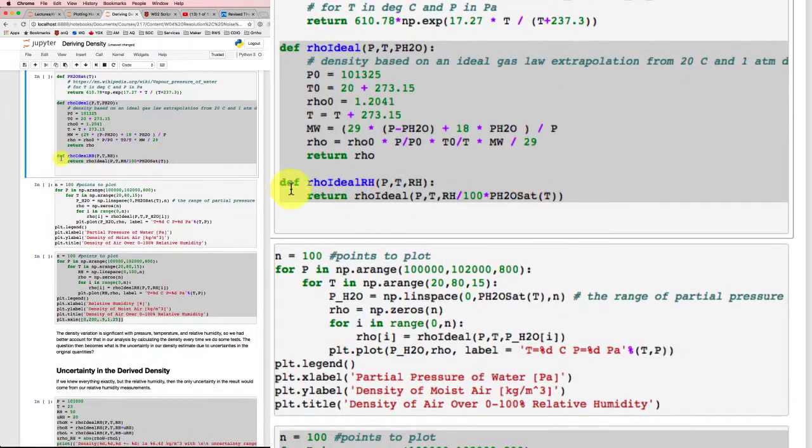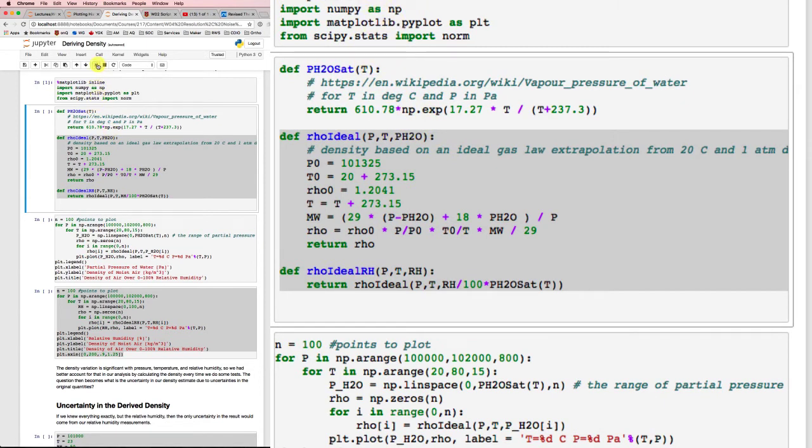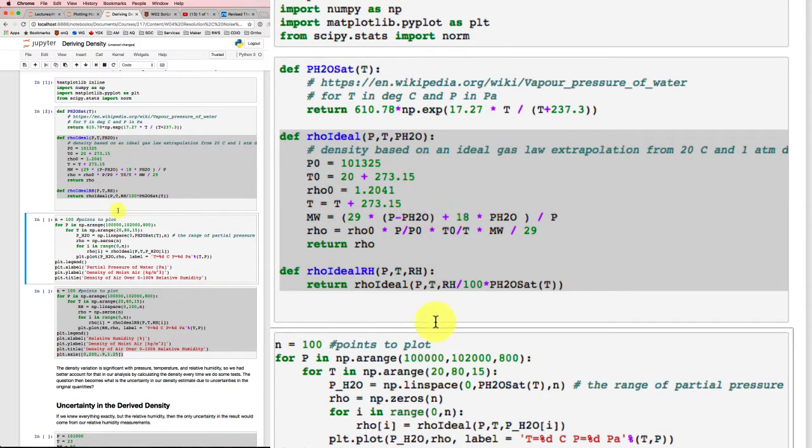And finally, I've got it based on relative humidity, because very often we talk about water content in terms of relative humidity, the total amount of water that's in the air compared to how much it could take at maximum, that is, if the pressure was saturated. So I've defined these functions, I can get them into my system, and now I can check and see what happens with those functions. So I'm going to plot over 100 points.